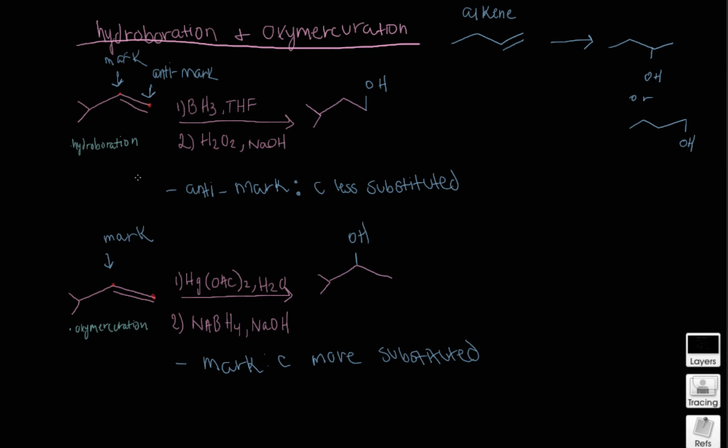So for hydroboration, we are going to add alcohol to the carbon where it is less substituted. And for oxymercuration, we are going to add the alcohol where the carbon is most substituted. And this is all in relation to our double bond. So we're talking about just our double bond here.